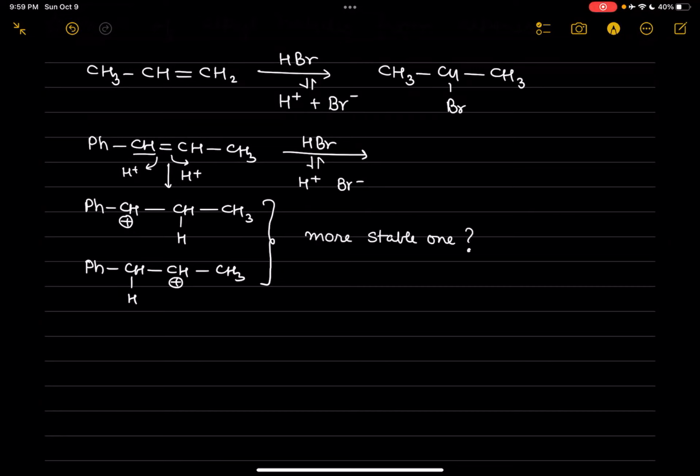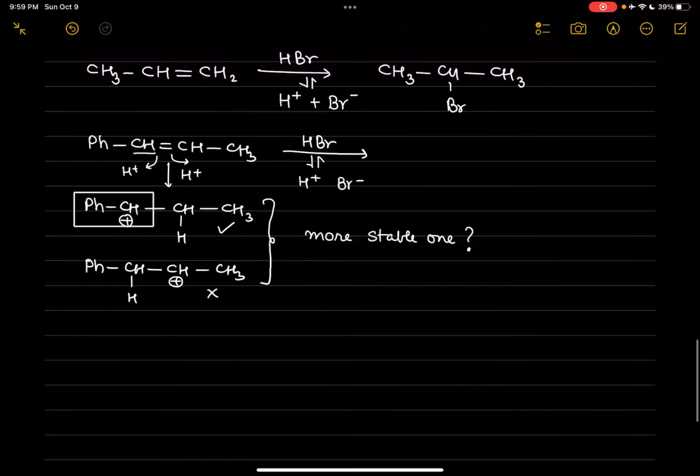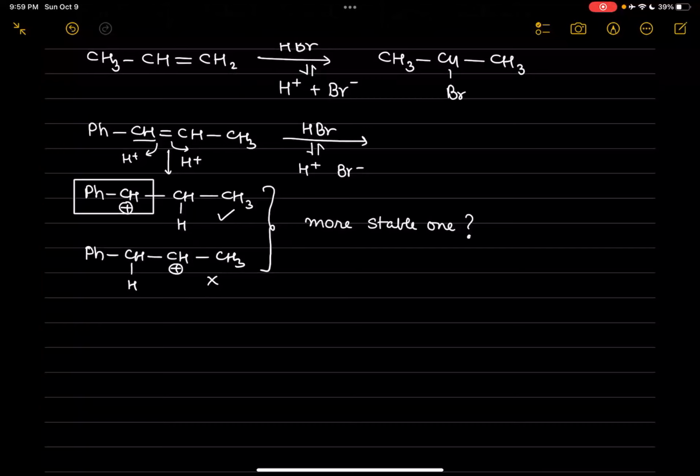The bottom one. No, the upper one is more stable. Why? This is a benzylic cation. Yes, benzylic. So the benzylic cation is resonance stabilized. The cation can disperse at different positions in the benzene because the benzene has a pi electron cloud.